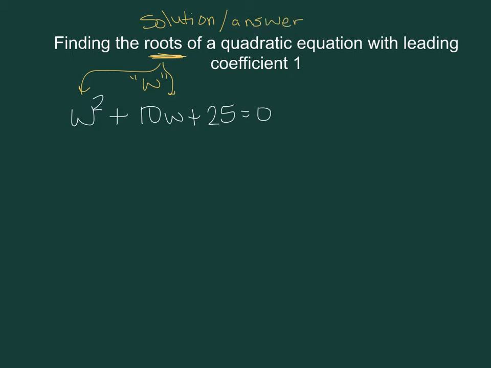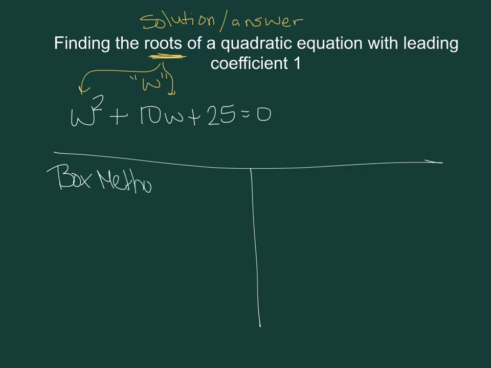So again, I could rewrite this as x squared plus 10x plus 25 equals 0. And when they're asking for a root, they're simply asking what's the value of x. With that, let's look at some methodologies for solving this. One that you're familiar with is the box method, and then there's another method, the factor method, which is pretty much the box method, just written slightly differently.